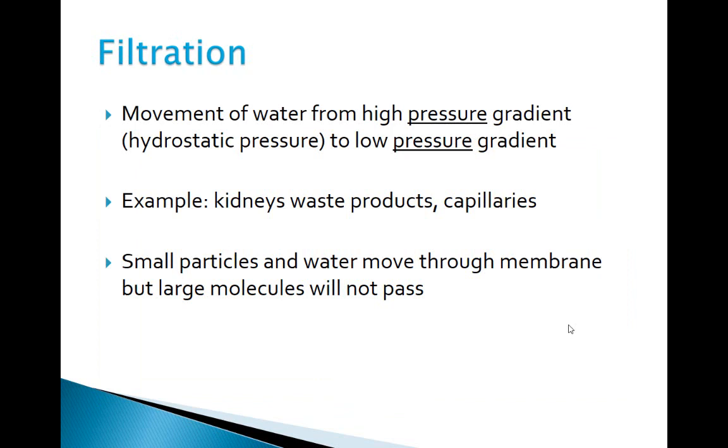Filtration is another way we can move substances. This is moving substances from a high pressure to a low pressure. And so really what we're looking at is high pressure of water, such as hydrostatic pressure, is what we call it. But filtration again is moving something from a high pressure to a low pressure. In the kidneys, we filter things out of our blood, and that's because of a high pressure to a low pressure. In our capillaries, in our small little blood vessels in our body, we move substances out in between the cells because of a high pressure to a low pressure.